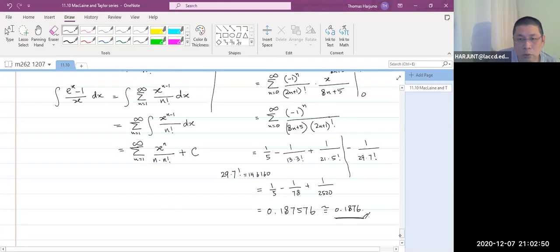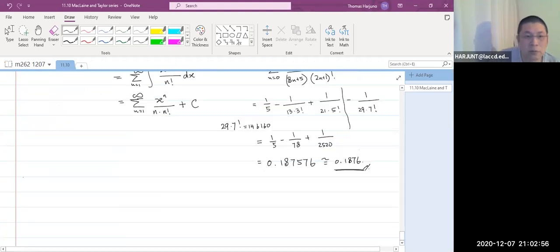Would you like to do number 54? I'll do it. Number 54. The integral from 0 to 0.5, which is 1/2, of x squared e to the negative x squared dx, and the error should be less than 4 decimal places.